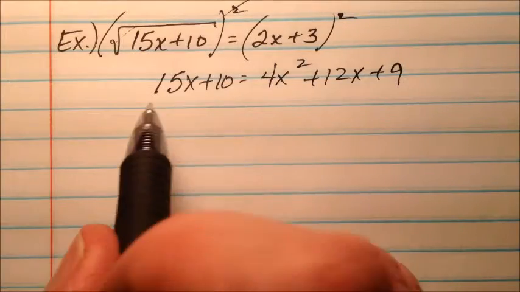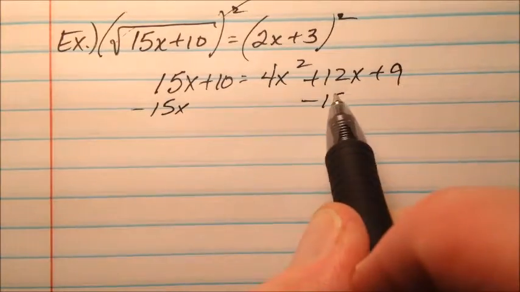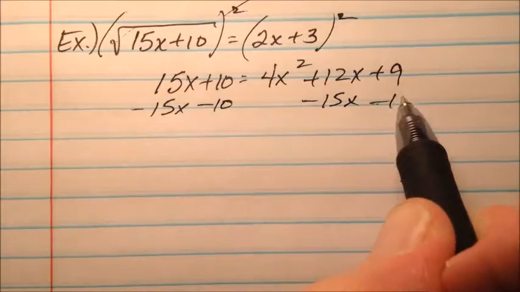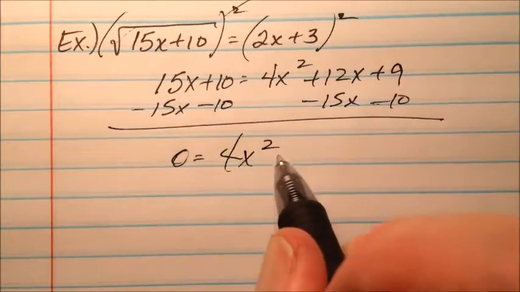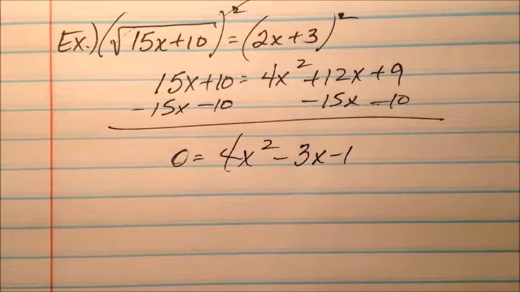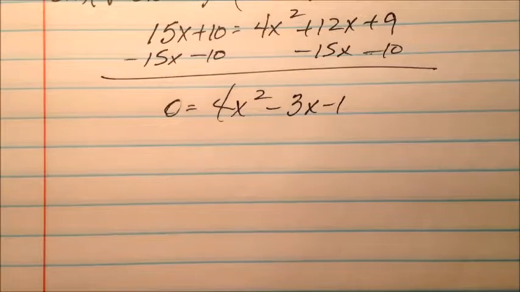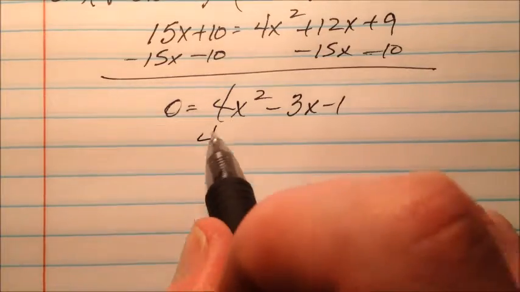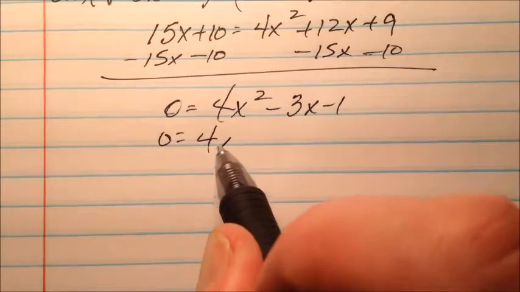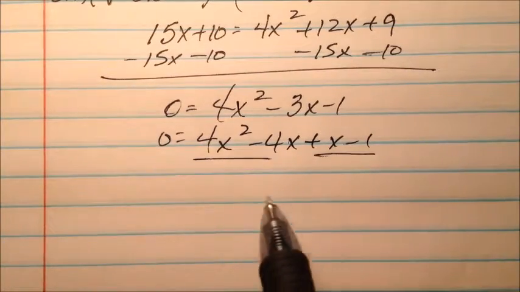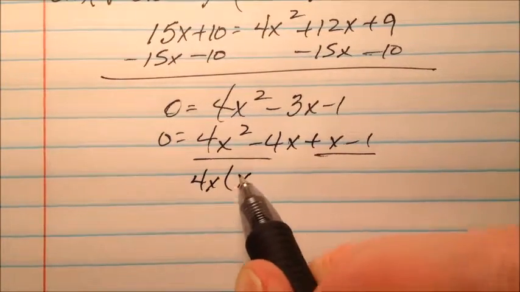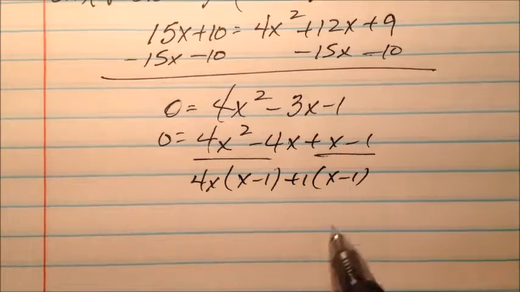Okay, so I'm going to subtract 15x from both sides. Also subtract 10 from both sides. So I'll have 0 equals 4x squared minus 3x minus 1. Well, there's lots of ways you can factor this. Factor by grouping, like using the AC method, or maybe guess and check or something. So I'm going to rewrite it and use the AC method as minus 4x plus x minus 1. And then factor by grouping and take a 4x out, x minus 1, x minus 1.